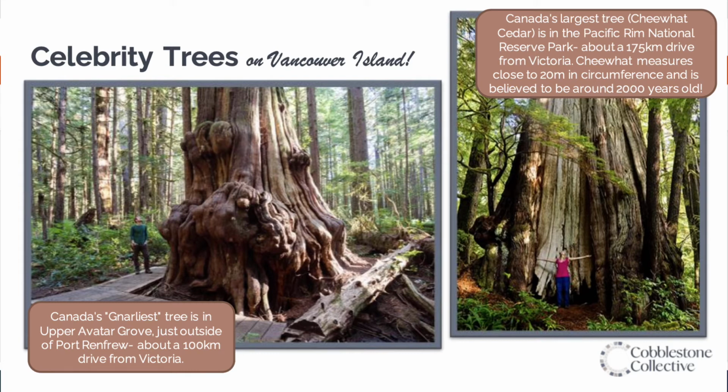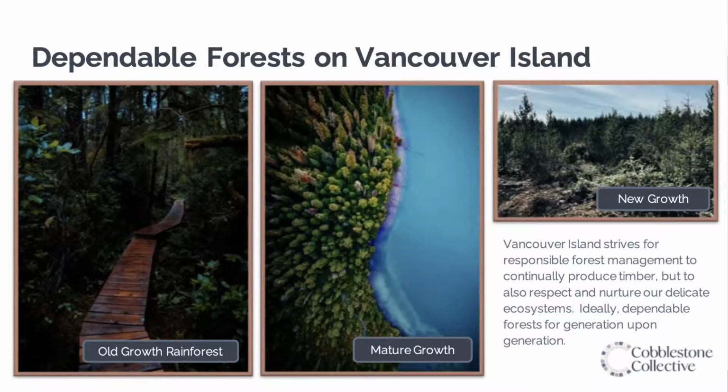On the right, we have a cedar. It's in the Pacific Rim National Reserve Park, so that means there's no forestry happening in there. We do protect our old growth forest here. They have named this tree the Chewat Cedar. It's named after the lake right beside it, and it's believed that Chewat is close to 2,000 years old. That tree, of course, is very heavily protected and it cannot be logged. But a 2,000-year-old tree, that's incredible.